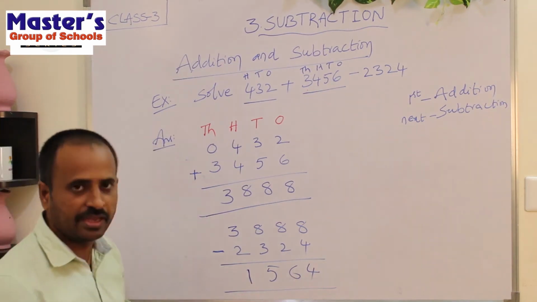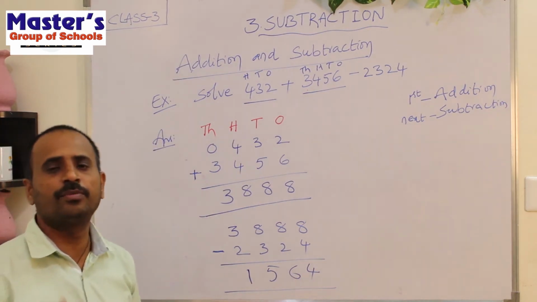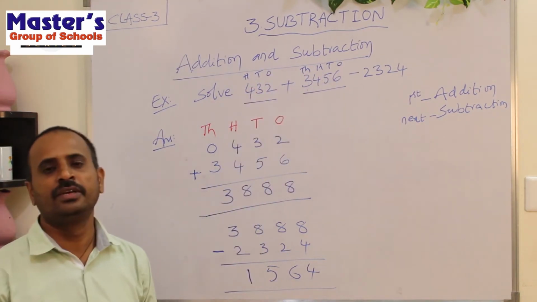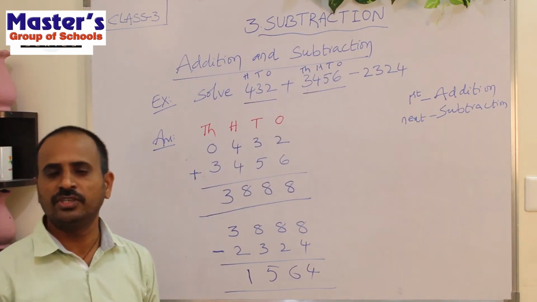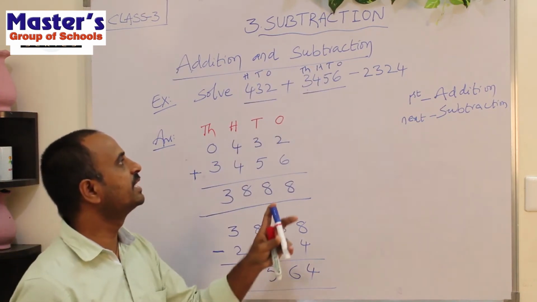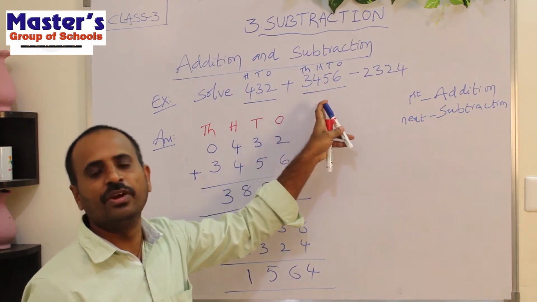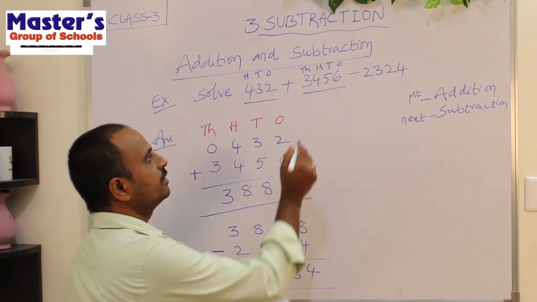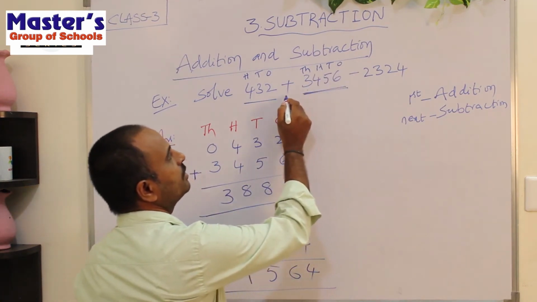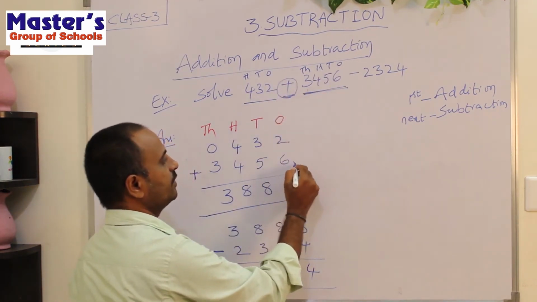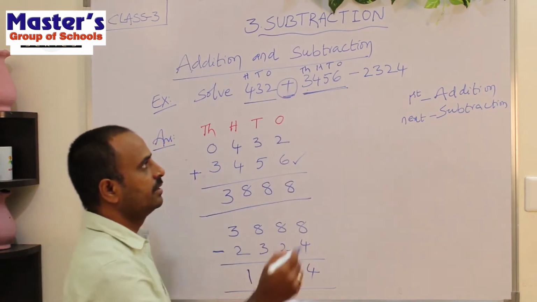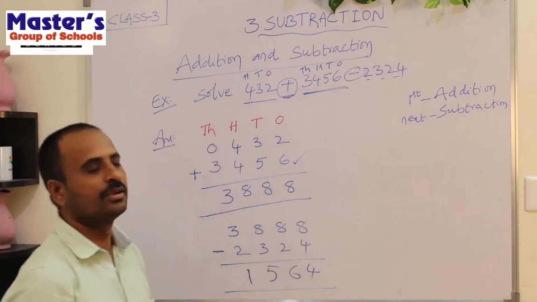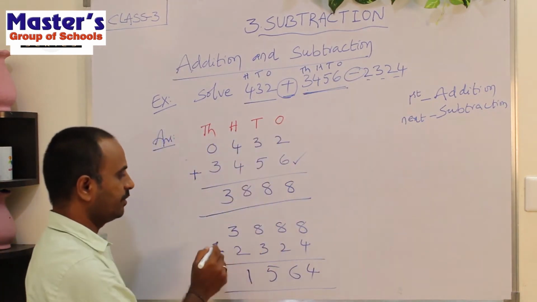So children, in this way, if the given problem has both addition and subtraction, first we have to do addition, next the subtraction. First we have to add the number which has plus before it, and we have to subtract the number which has minus before it. So here 3456 has a plus sign before it, so that's why we have to add the number. And the number 2324 has a minus sign before it, so subtract the third number from the sum.